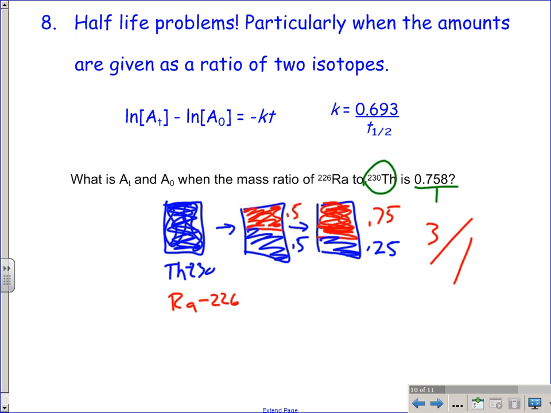So if we're at one half-life, we're at 0.5. And as we keep going, this ratio is going to keep getting larger. Now, notice this number is in between those two. So we've gone through a little bit more than one half-life. How much more? Well, that's what we have to use the math to really try and figure out here. So that's conceptually what's going on in this situation.